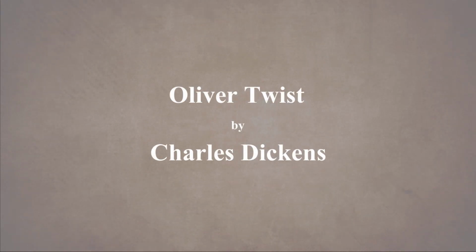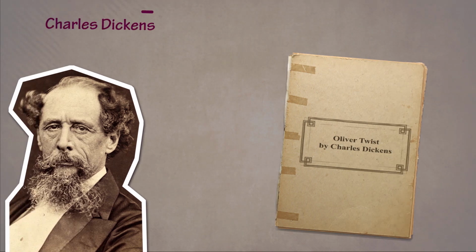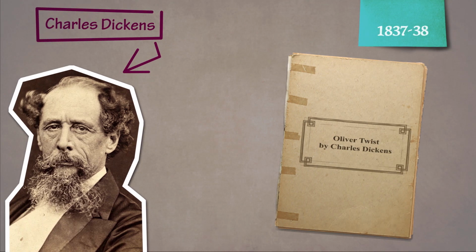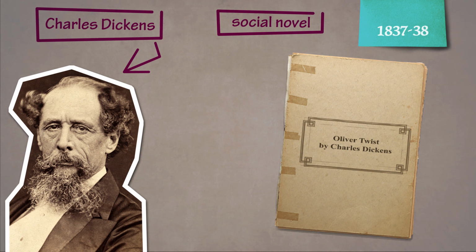Oliver Twist by Charles Dickens. Published in installments between 1837 and 1838, Oliver Twist marks the ultimate success of Charles Dickens as a writer, and it's an early example of the social novel.